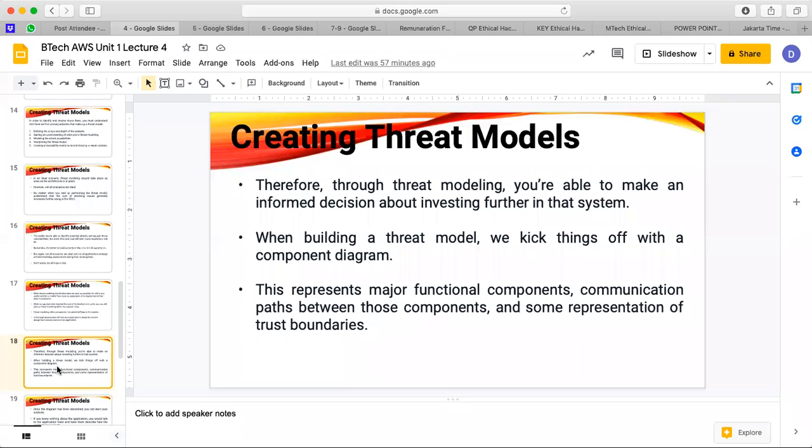And you must know component diagrams inside software engineering, or maybe when you learn UML diagrams, you must know there are different types of UML diagrams, and one is called component diagrams. Others are class diagrams, object diagrams. So this represents major functional components, communication paths between those components, and some representation of trust boundaries.